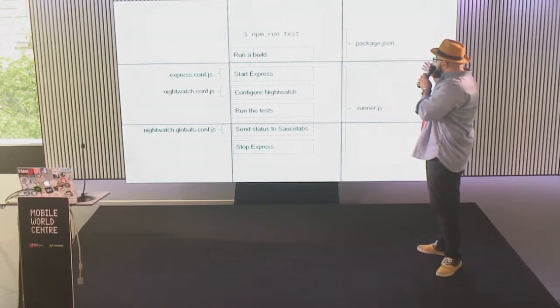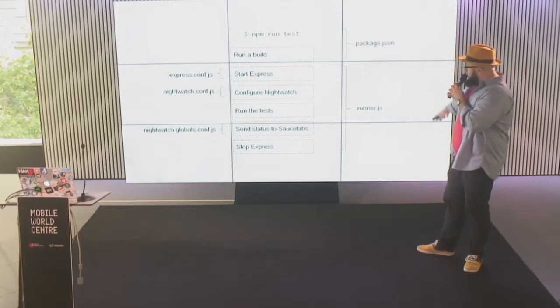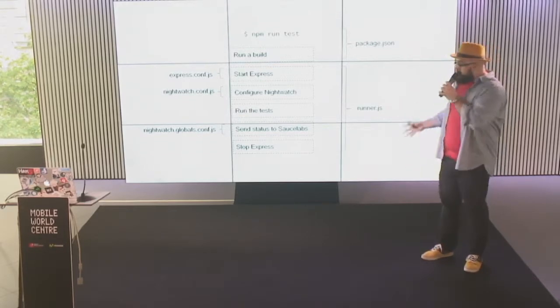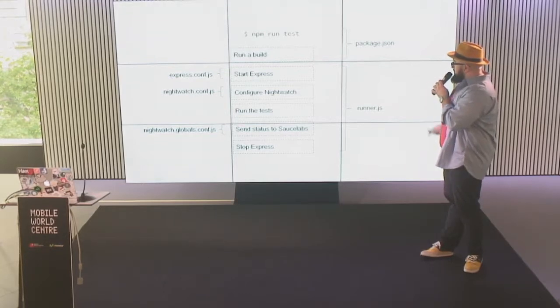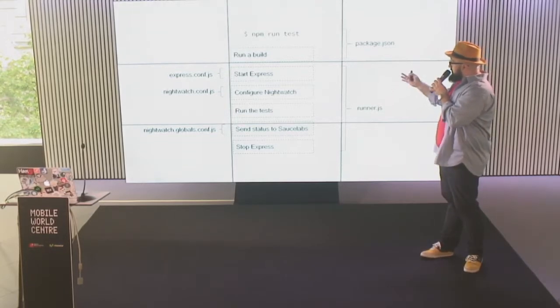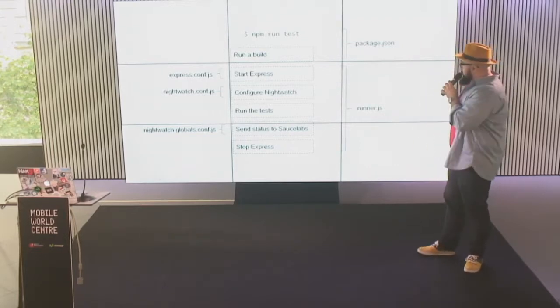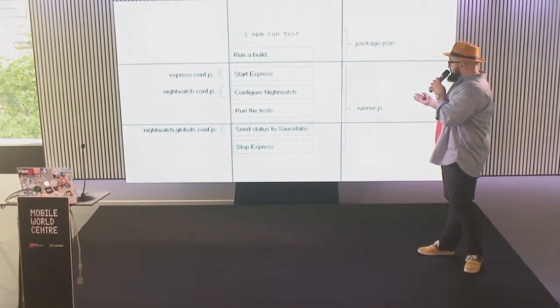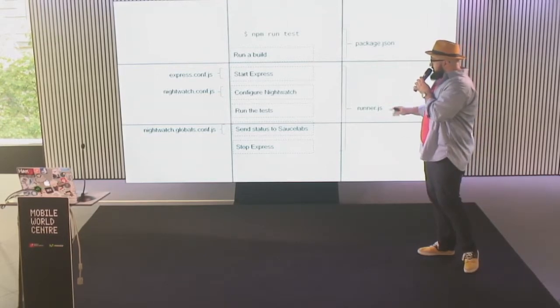This will be started from the package.json, and then for ease of use, I wrap everything else in a runner. So I have a package.json that starts the runner. The runner configures Express and starts it to start serving the files. Then in the Nightwatch configuration, I configure Nightwatch, I run the tests, and I have a Nightwatch globals.